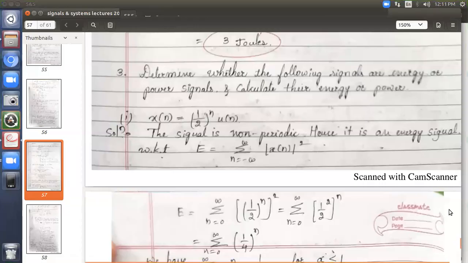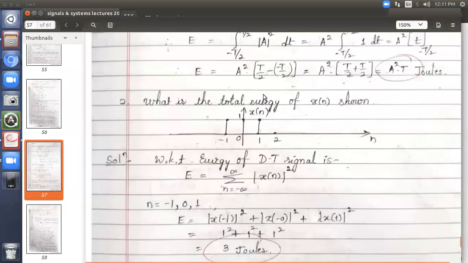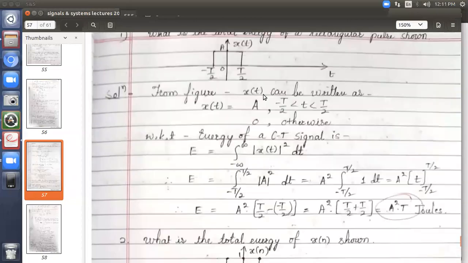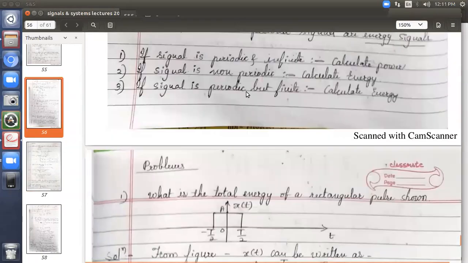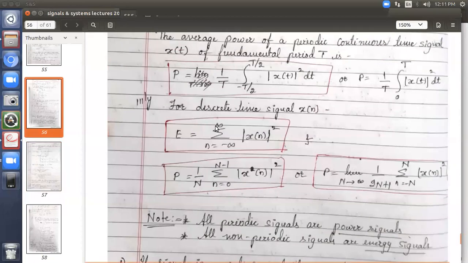Good afternoon, all. In today's session, we are going to deal with a few more problems on energy and power signals. In the previous session, we have already seen one or two problems and the basics: how we go for energy calculation, how we go for power calculation, the equations. You can see it on the screen.